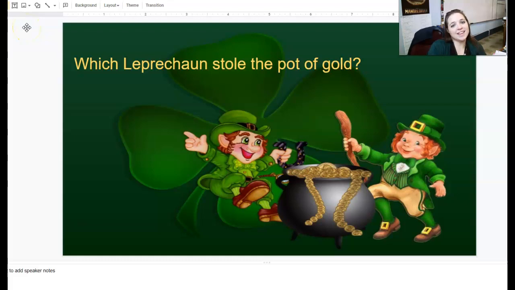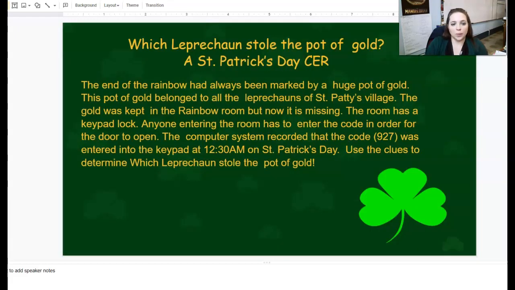Happy St. Patrick's Day. To celebrate St. Patrick's Day, I have this little CER on which leprechaun stole the pot of gold. As you did with Who Killed Barry and the Deadly Date, you're going to be given an intro and some information. You're going to fill out a table, and then you're going to tell me what's going on. All right. So which leprechaun stole the pot of gold?